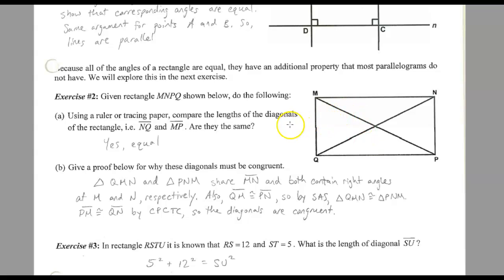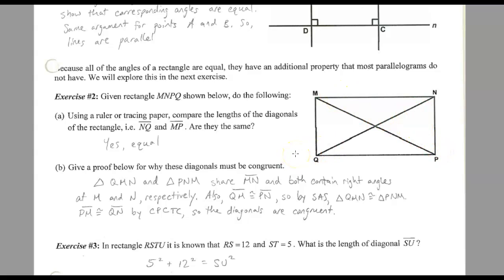All right, so in exercise 2, given rectangle MNPQ, do the following. We can get some tracing paper out and do part A, or you can use a ruler, do whatever you need to, just to show anecdotally that in this diagram, NQ and MP are the same length. They should come out that way. To give a proof of it, what we want to do is pick out a couple of triangles in this diagram that contain the full length diagonals, which means I don't want any of the 4 smaller triangles because none of those span the entire length of a diagonal.